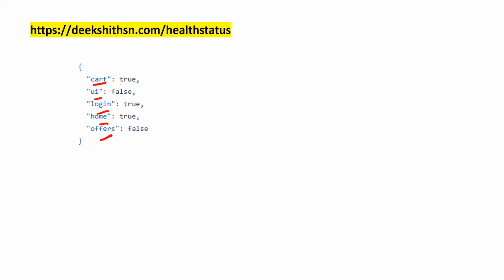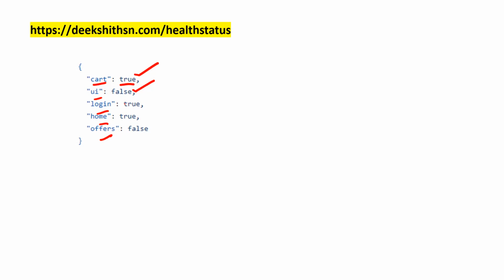You can see that for cart, if it is true, that means this application is healthy. And if UI is false, that means this microservice is down. Likewise, for login, home, and offers, we have true and false. True means success, the microservice is up and running. And if it is false, the microservice is down.